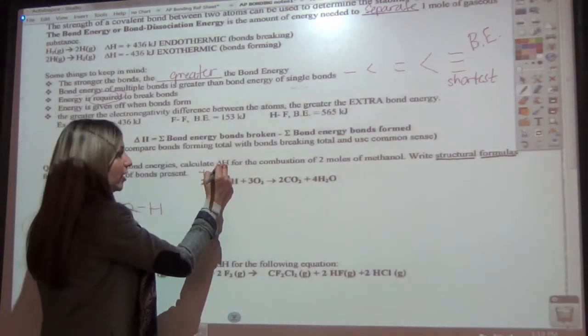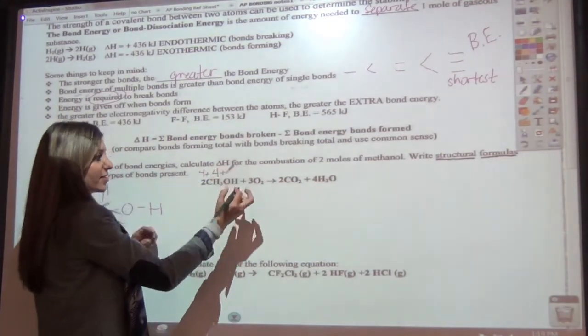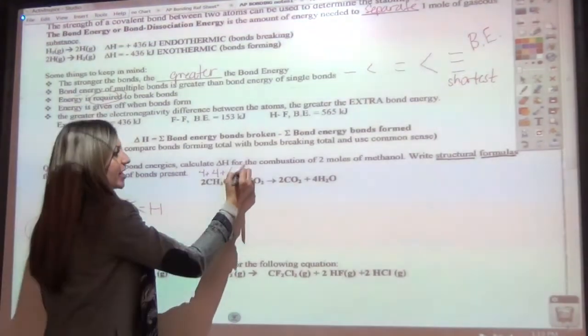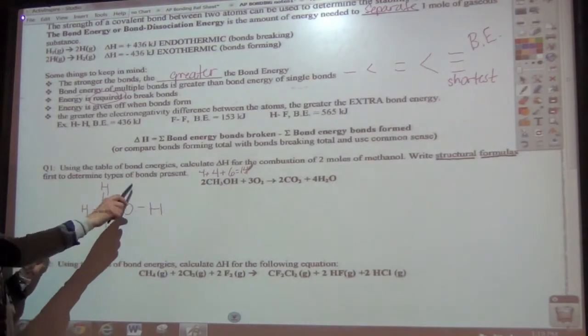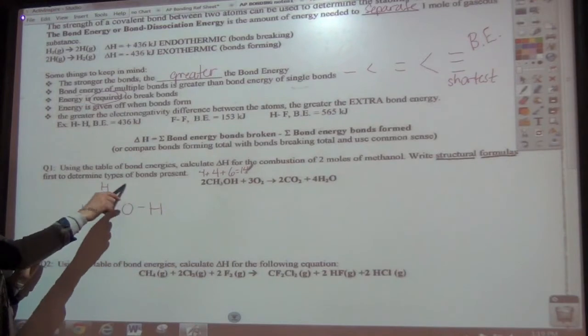So I've got a 4, because there's 3 plus the other 1. And oxygen has how many valence electrons? 6. So I have a total of 14 valence electrons on this. So here, I've just done my single bonds. I've got 2, 4, 6, 8, 10. Remember, hydrogen's the duet rule.